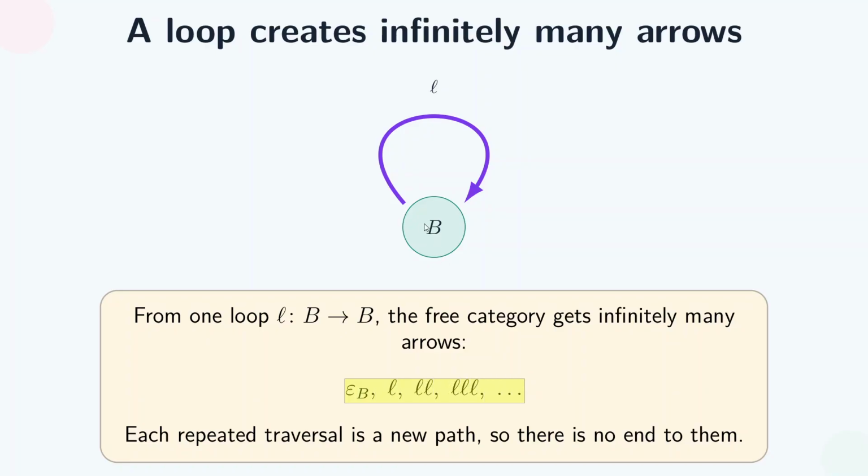First there is the empty path at B. Then there is L, then LL, then LLL, and so on forever. Each repeated traversal gives a new path. That is why a loop creates infinitely many arrows in the free category. This is a lovely example of how a very small local feature in a quiver can generate an infinite amount of structure. One loop is like a tiny engine that never runs out of breath. Infinity. Now we come to an important warning.